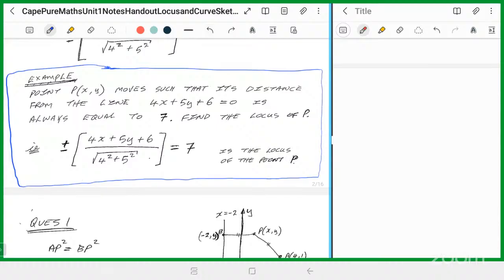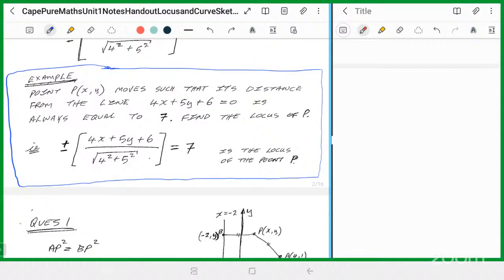The question says, the point P(x, y) moves such that its distance from this line is always equal to 7. So this time now they're telling what the distance is. From a general point to this line, the distance is always 7. And they're asking you to find the locus of that point. Because you don't have the values of this point, that's why I put a plus or minus, because it can be on one side of the line or on the other side of the line.